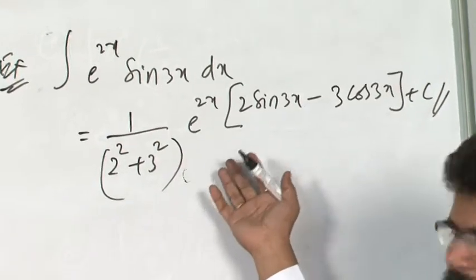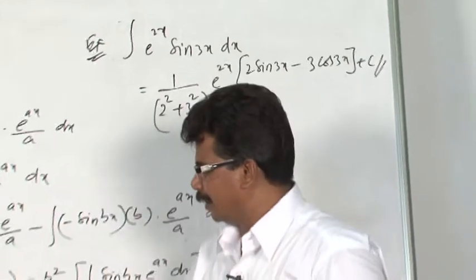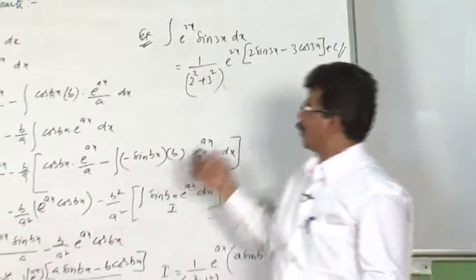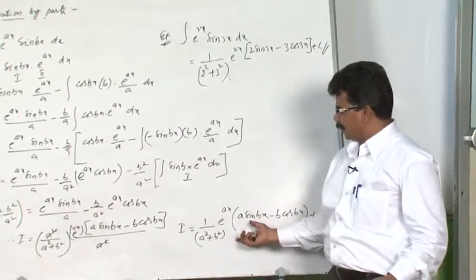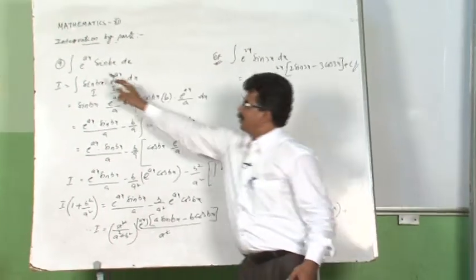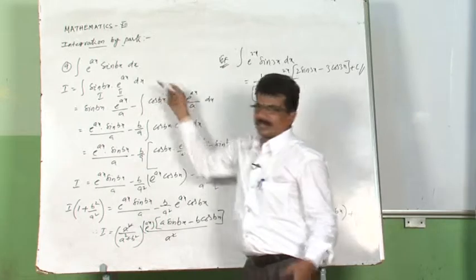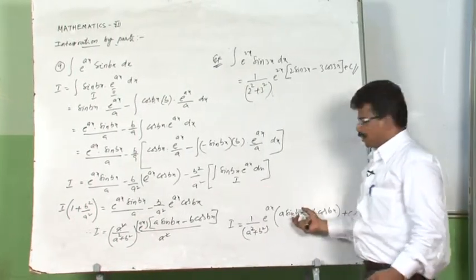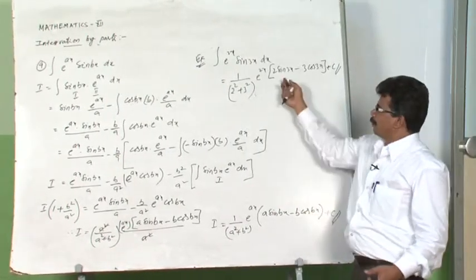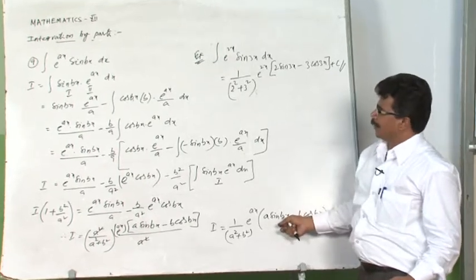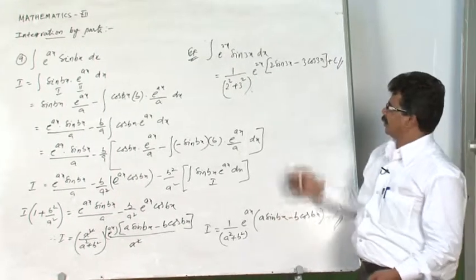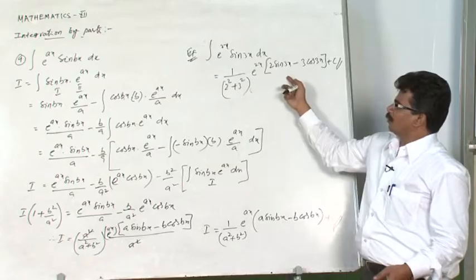This will be the solution for this question. If it is given for 6 marks or 4 marks, you have to prove it like this. If it is given for 1 mark in a competitive examination, you can remember this as a formula. If the function is e power ax sin bx, similarly e power ax cos bx can also be given. In that case, this term will be changing. This is the formula for e power ax sin bx, so using this directly I can write the solution of this question.